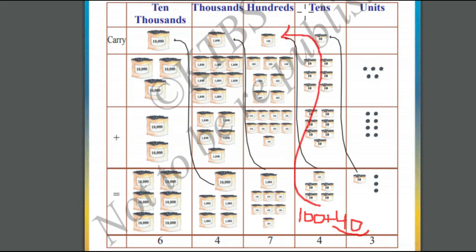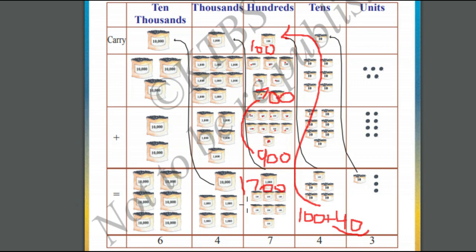Now let us see the hundreds place. In the hundreds place of the first number, we have 1, 2, 3, 4, 5, 6, 7. 700 in the first number, and in the second number we have got 1, 2, 3, 4, 5, 6, 7, 8, 9. 900 beads in the hundreds place of the second number. Now let us add these two. Remember, we also have a carry. 700 plus 900 plus 100 is equal to 1700. We cannot represent 1700 in the hundreds place, right?